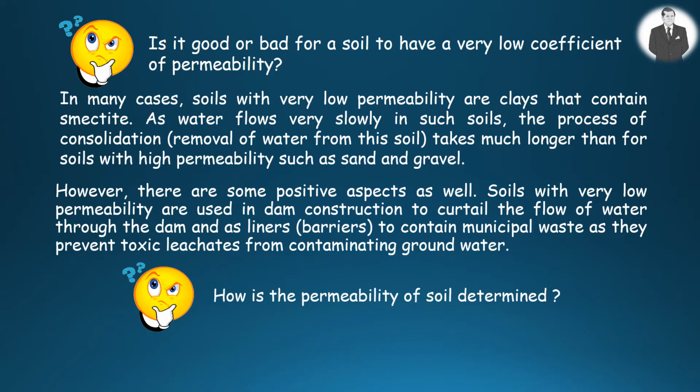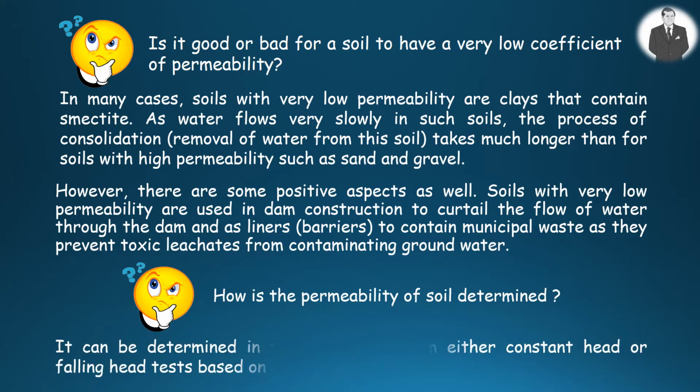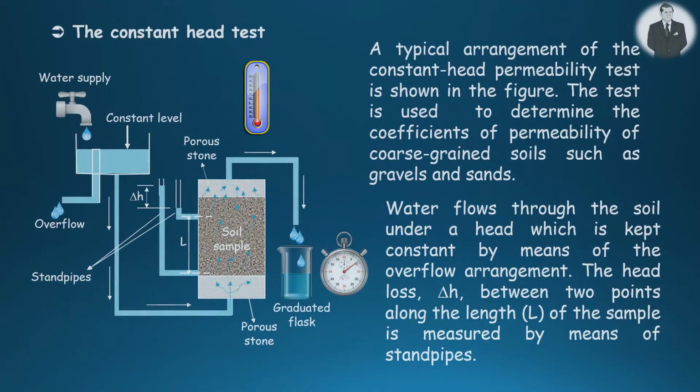How is the permeability of soil determined then? Well, it can be worked out in the laboratory from either constant head or falling head tests, depending on soil type. A typical setup of the constant head permeability test is shown in the figure here. The test is employed to determine the coefficients of permeability of coarse-grained soils such as gravels and sands.